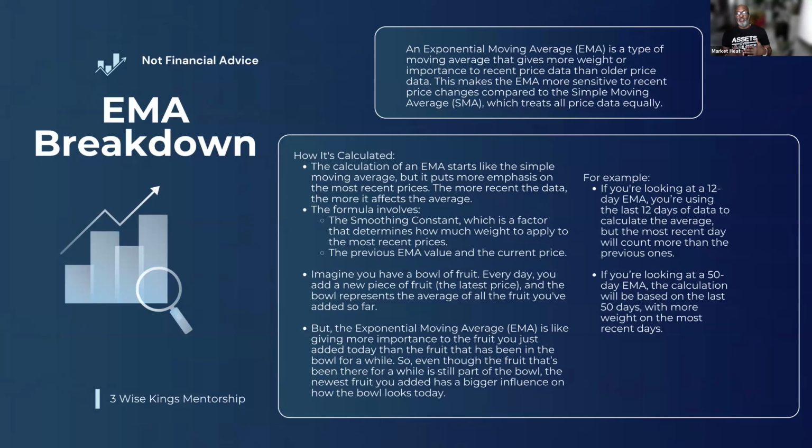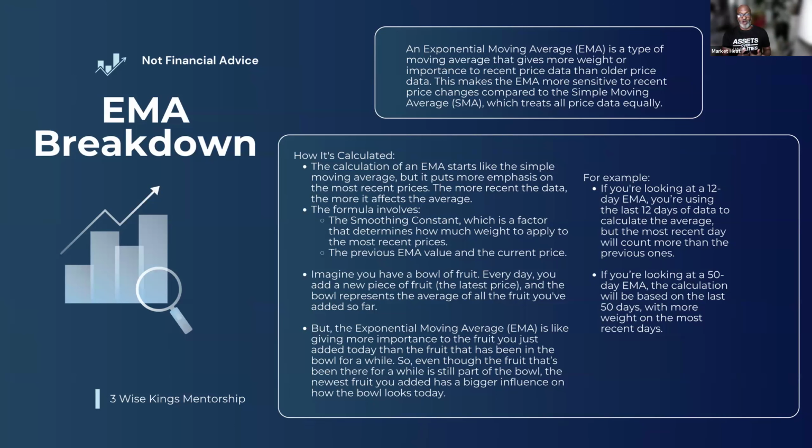An EMA is a type of moving average that gives more weight or importance to recent data than older price data. This makes the EMA more sensitive to recent price changes compared to the simple moving average, which treats all prices equally. So how is it calculated? The calculation of the EMA starts like the simple moving average, but it puts more emphasis on the most recent prices. So instead of collecting the data evenly over the last 5 days, it weights the more recent data. The more recent the data, the more it affects the average.